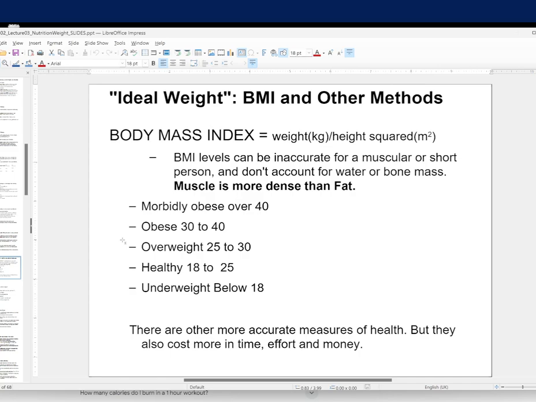This BMI is the easier method. So guess what is used more? The complicated method or the easier method? It's the easier method. The BMI is less accurate than body fat percent.